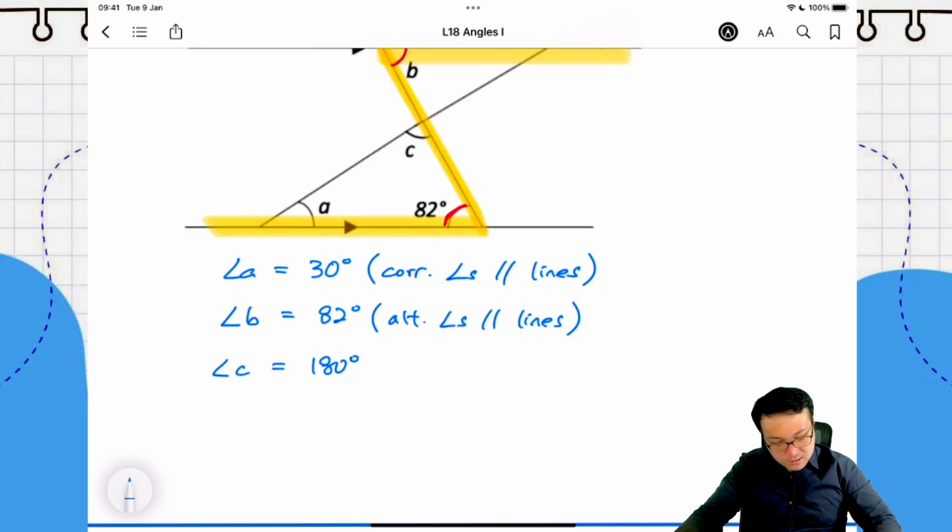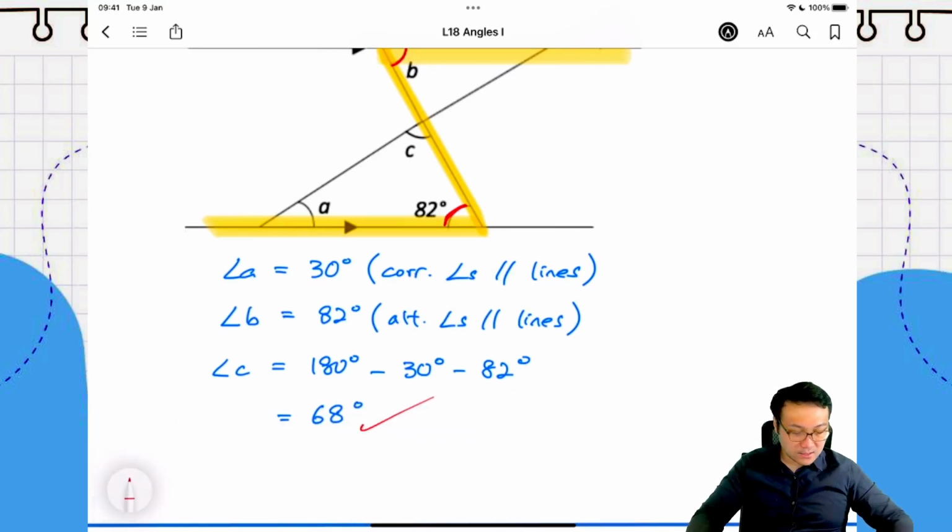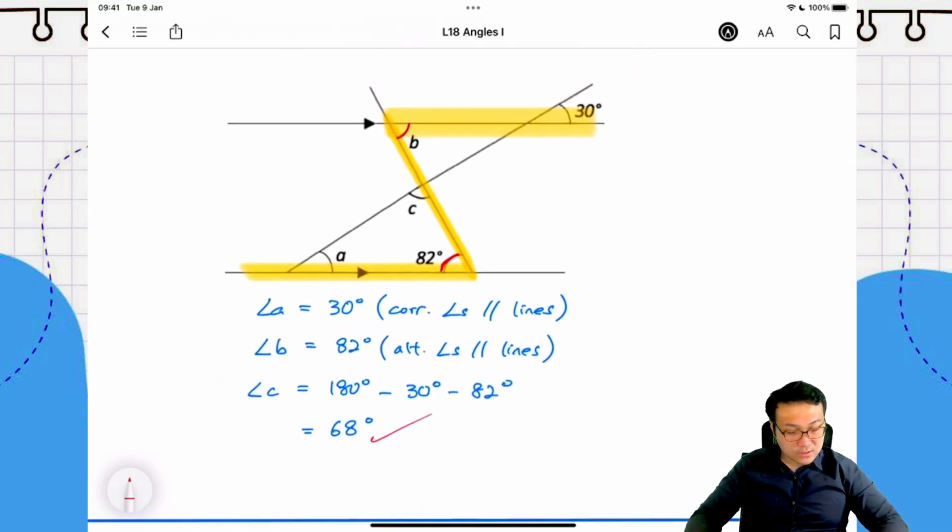You just take the total sum of angles in a triangle minus angle B, minus angle A, minus away the 82, and you get 68 for angle C. Okay, this is just quite straightforward. It's just using the sum of angles in a triangle, 180 degrees. That's it. So can you see how we apply the rules, students?